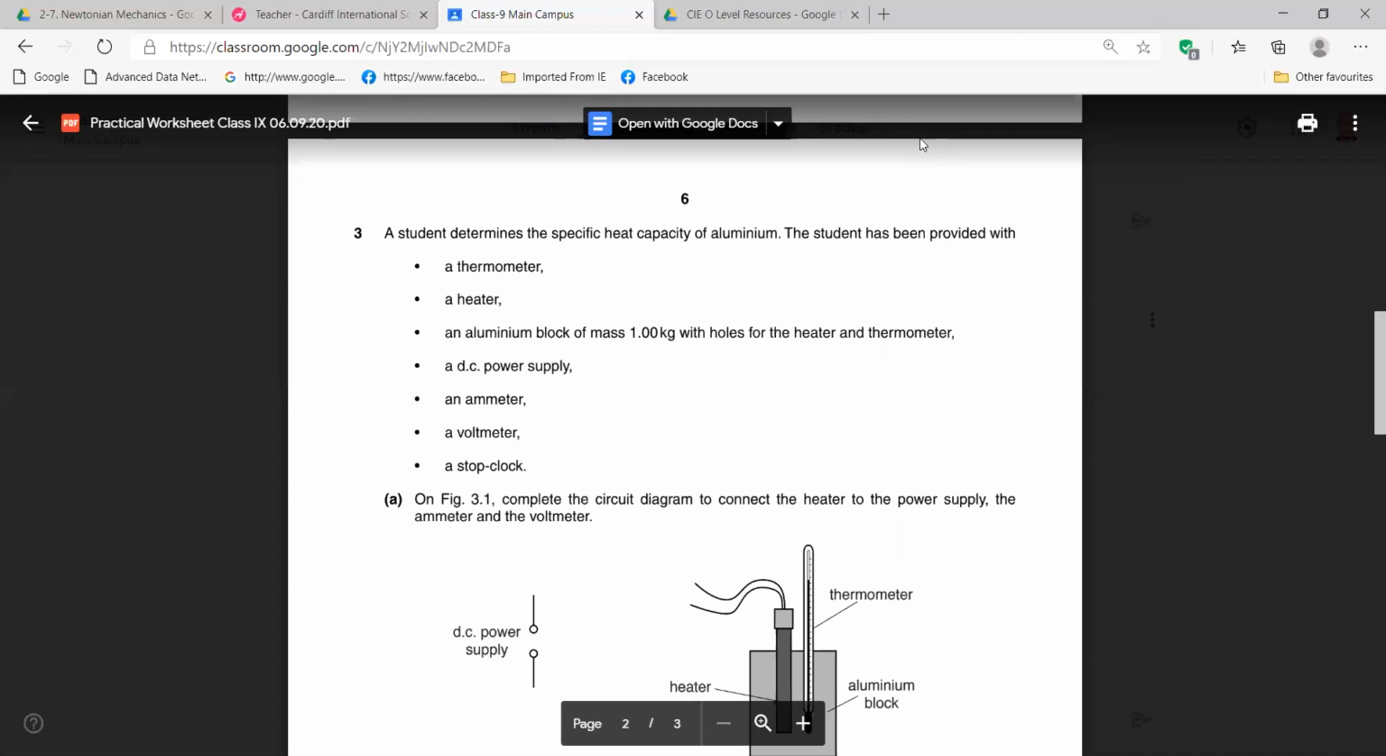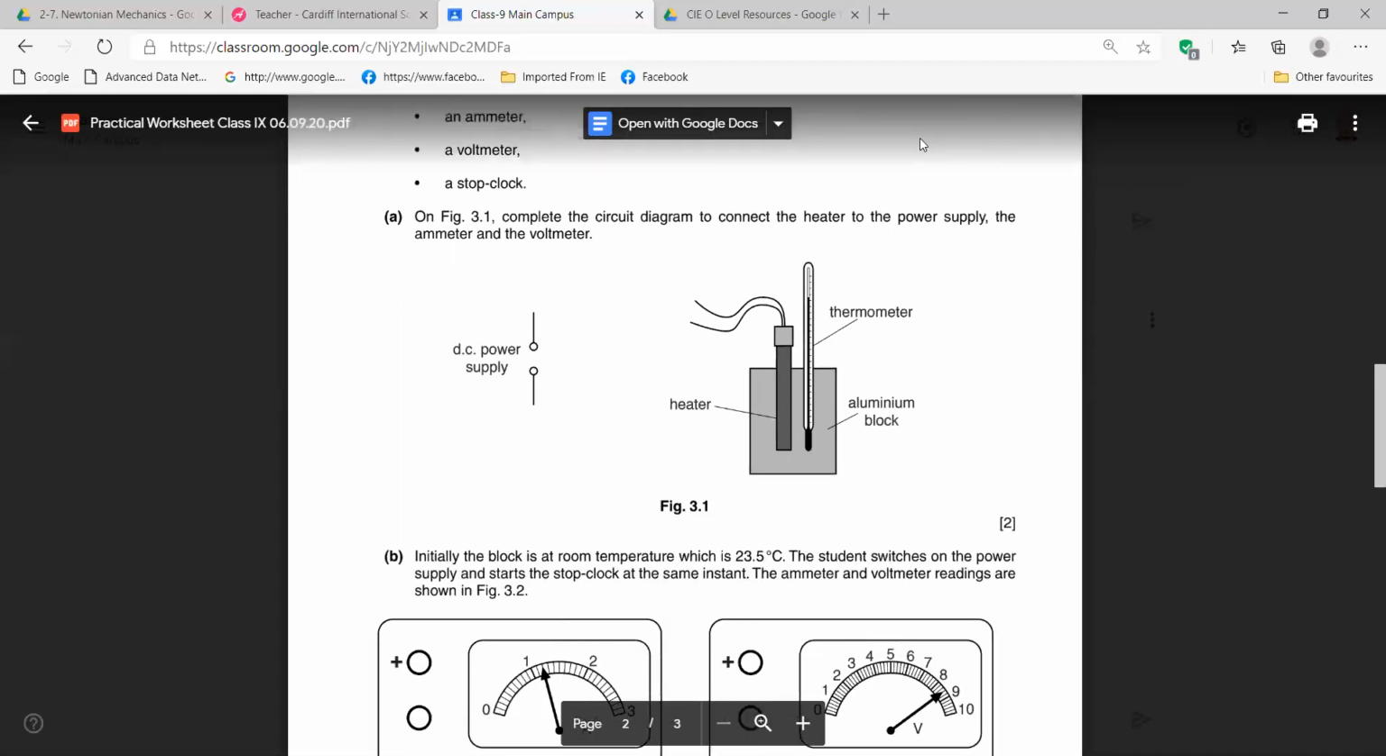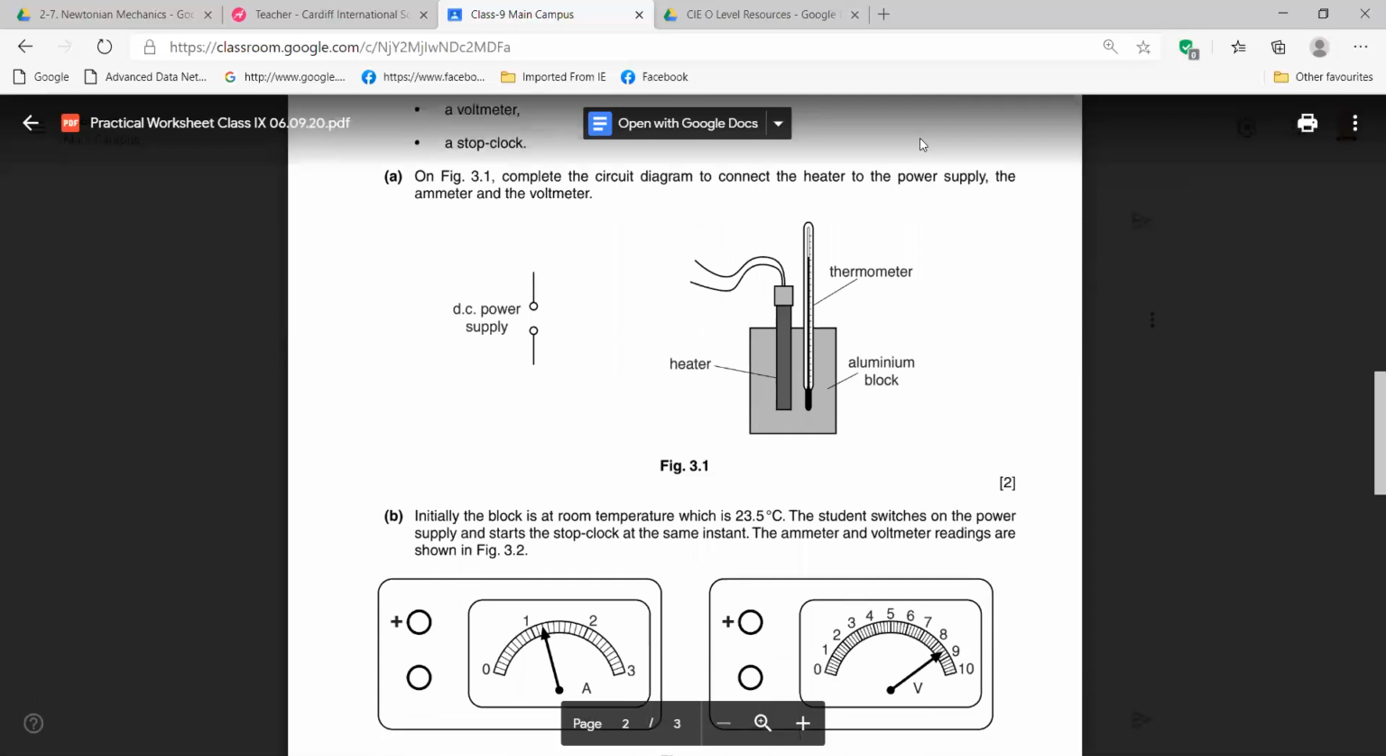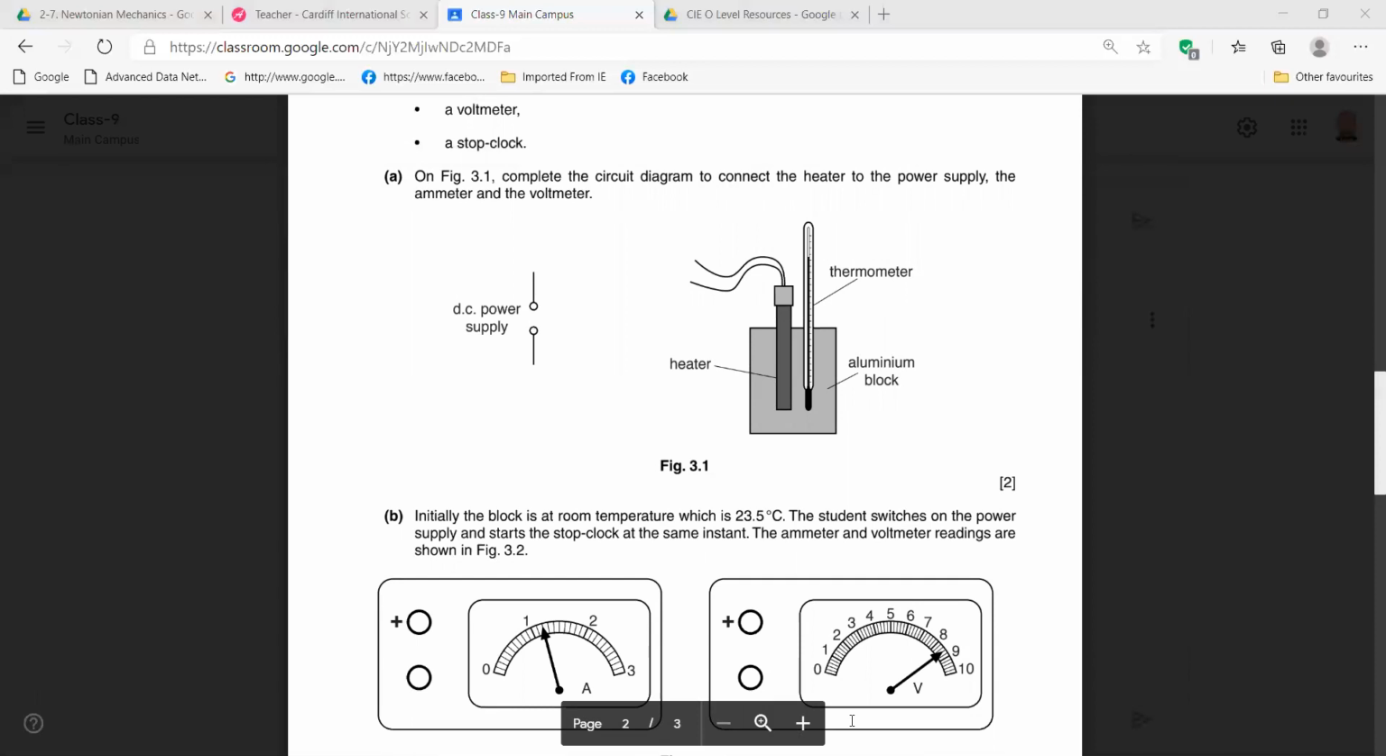A stopwatch. Then same thing. Then continue. Fig 3.1, complete the circuit diagram to connect the heater to the power supply, the ammeter, and the voltage meter. These things are not familiar to you. You don't have an idea about this. However, now you will get the idea. Now you see what I'm doing. You do the same thing.